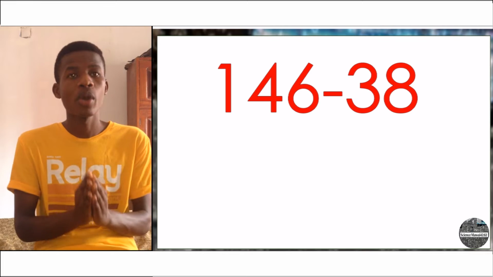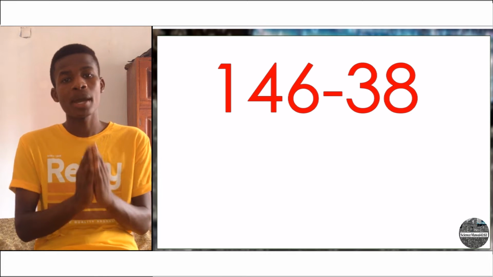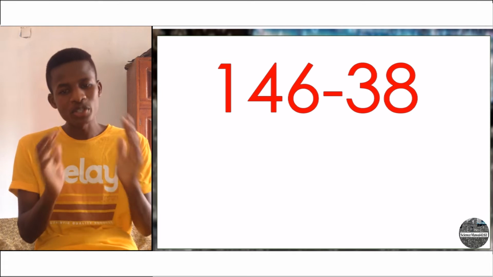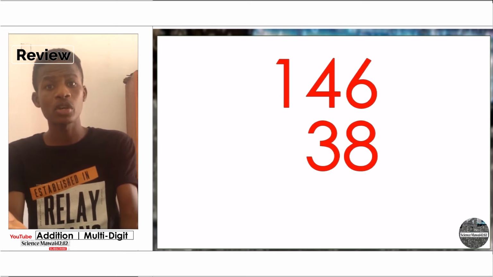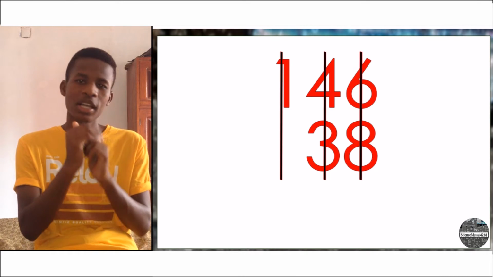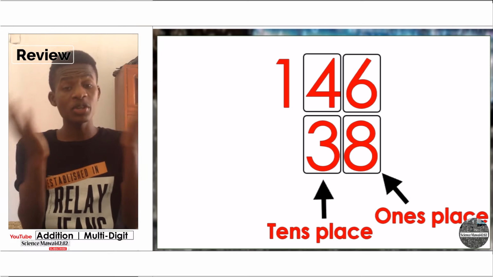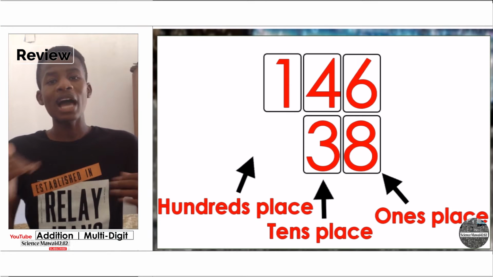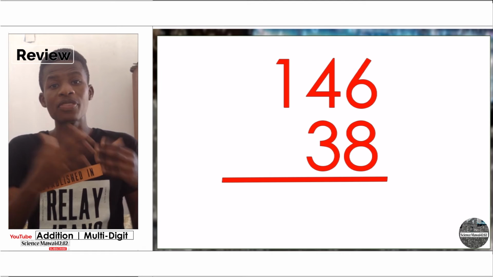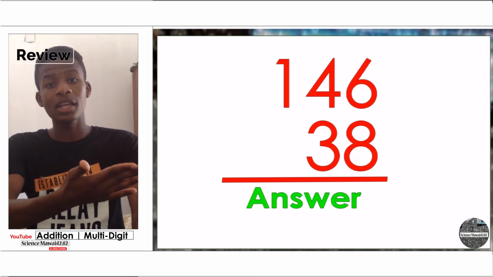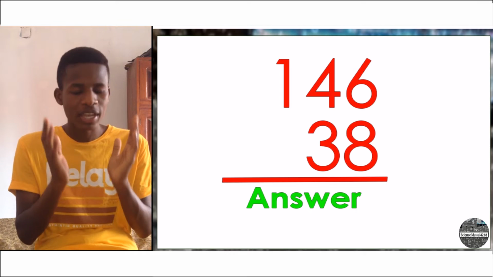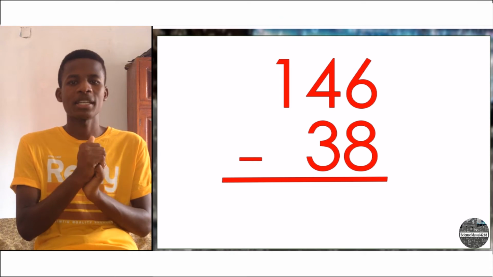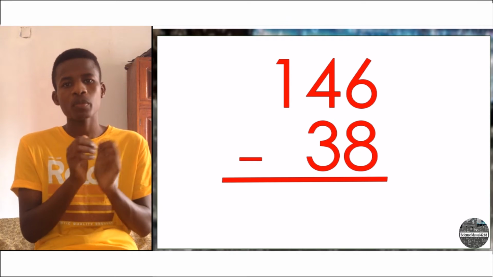Let's try this one now. We have 146 minus 38. The first thing we have to do is to stack the numbers. The same thing. Line them up very well, because if you don't, your answer won't be correct. We have to draw a line below the numbers, and the answer will come below that line. And then never forget to put the minus sign on the left side.